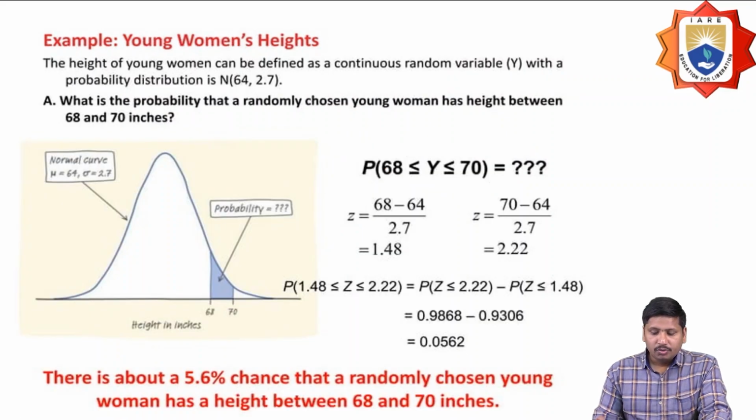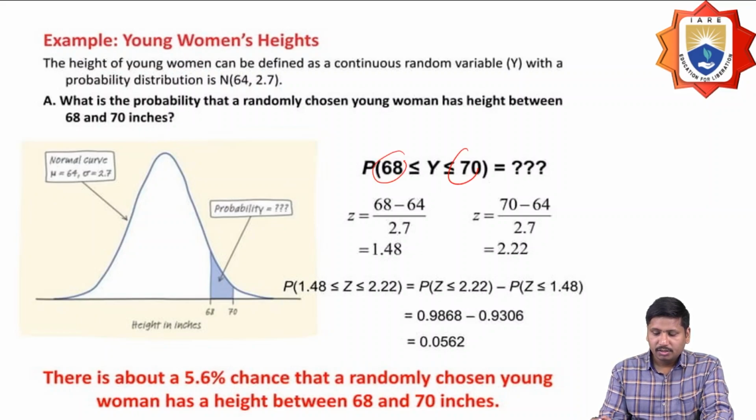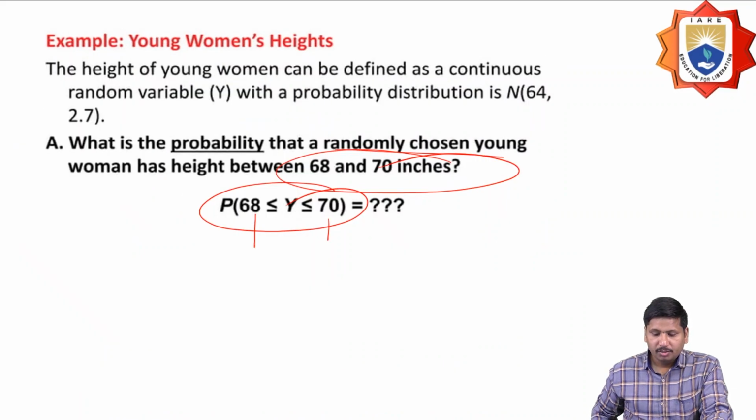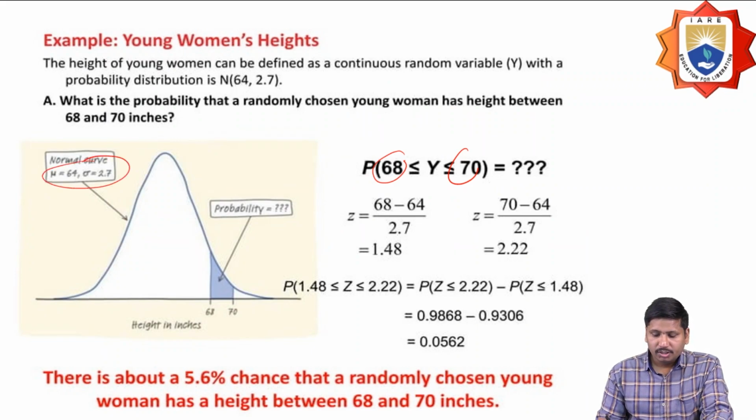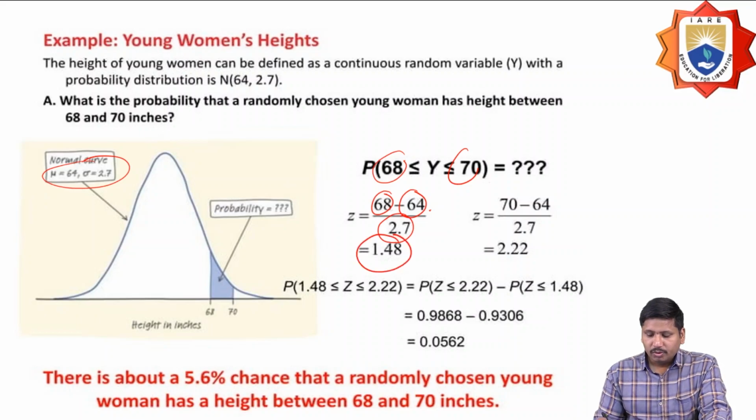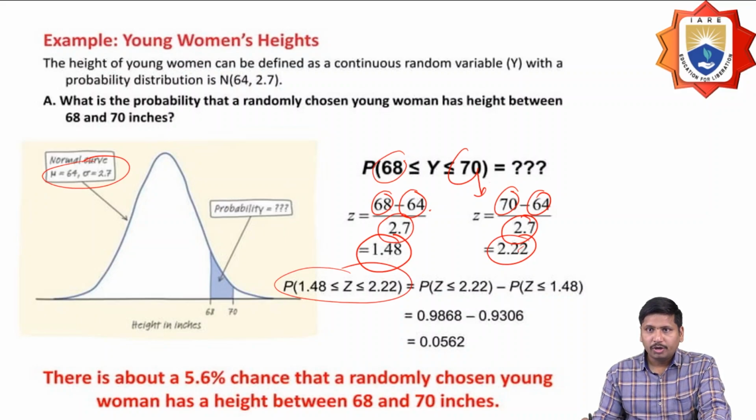For this, what we have to do is first calculate the Z score. How can we obtain this Z score? In between 68 and 70, right? The normal curve's mean value mu is 64. So I'm going to calculate 68 minus mu divided by standard deviation, and that is 1.48. Then for 70, the Z score is 70 minus mu divided by standard deviation. So I'm going to get the probability values in between 1.48 and 2.22.